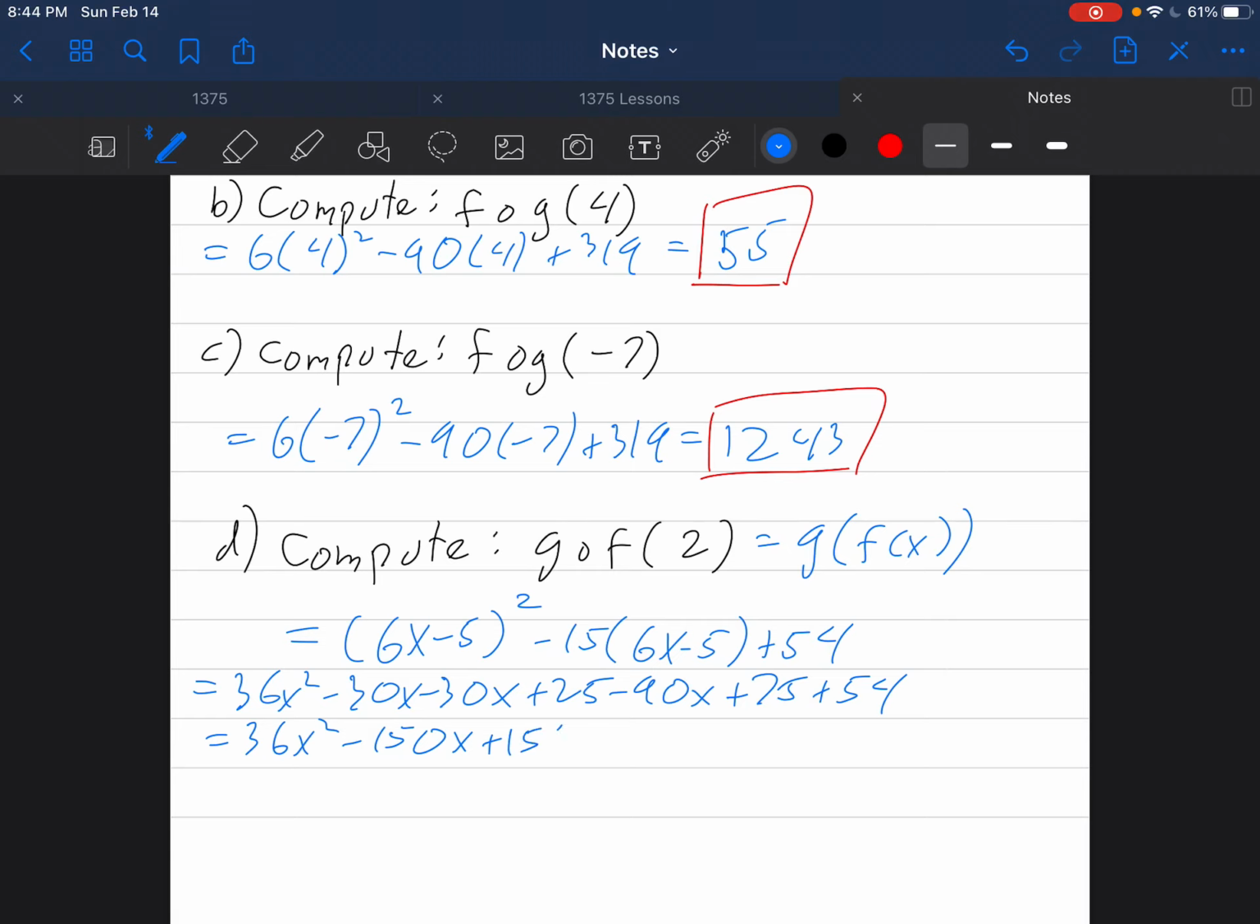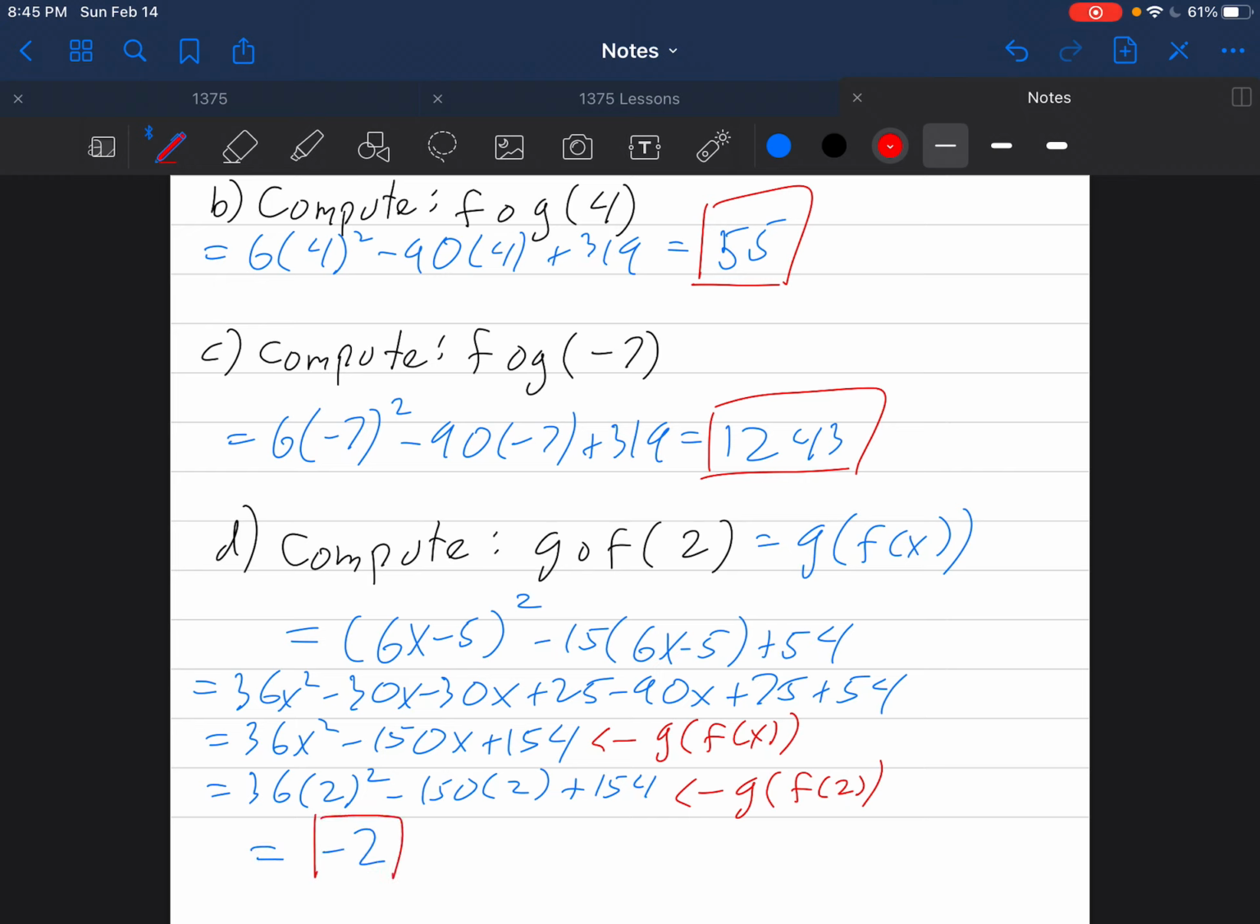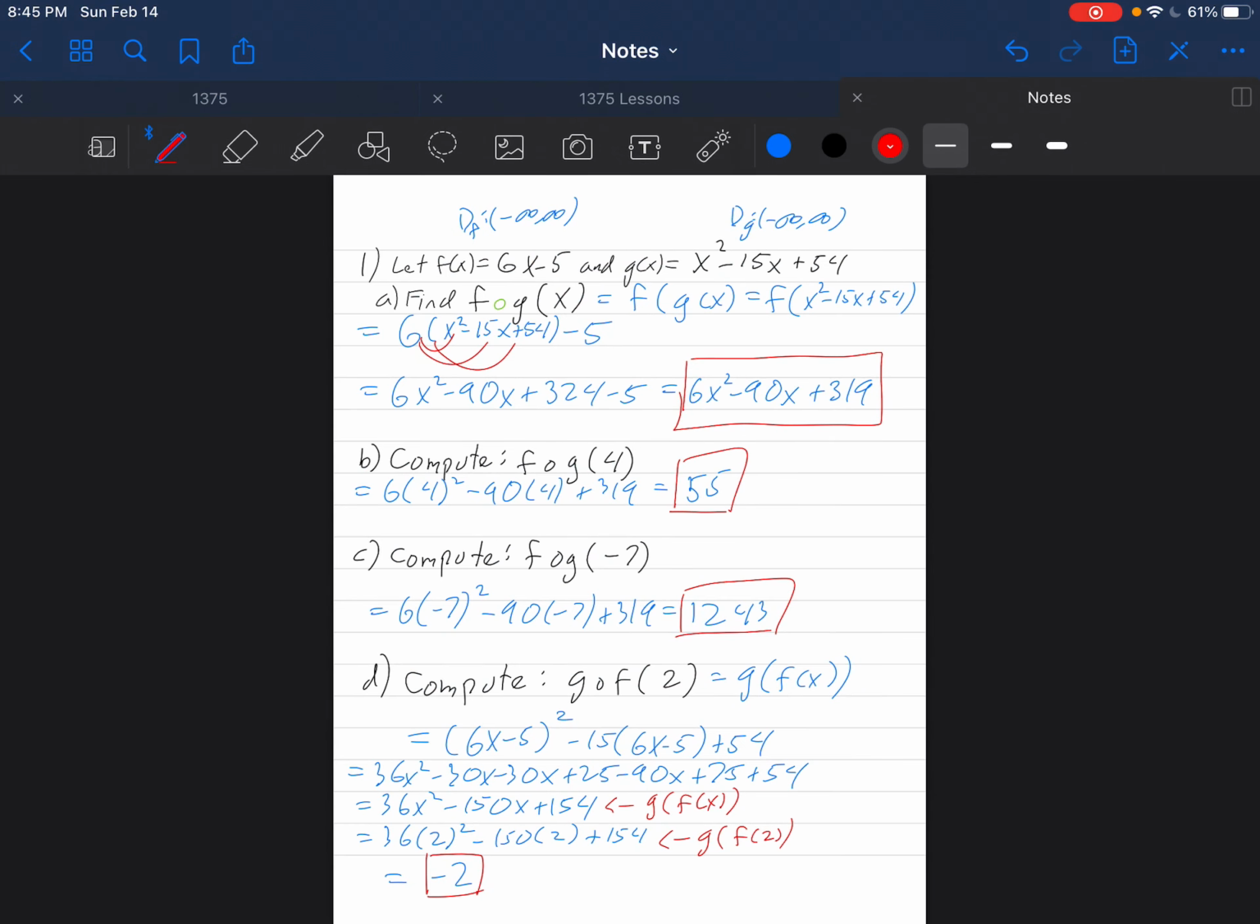So again, what we have here is g of f of x. What we're looking to find is 36 times 2 to the second power minus 150 times 2 plus 154. What we're looking to find here is g of f of 2. And we can work all this out to get an answer that equals -2. Now there is an alternative. We'll call this method 1, which is evaluating g of f of x and then plugging in the value 2.